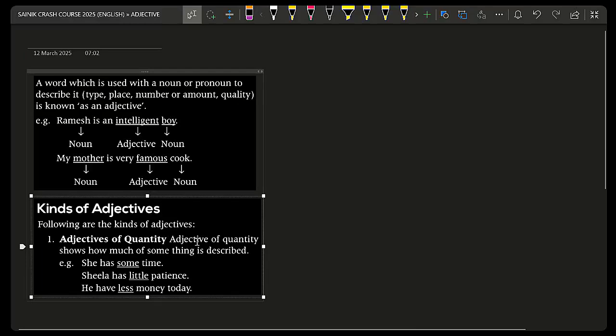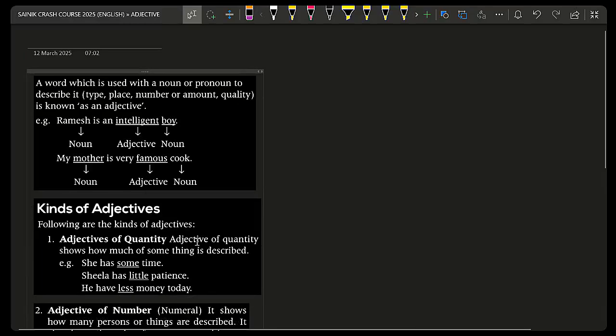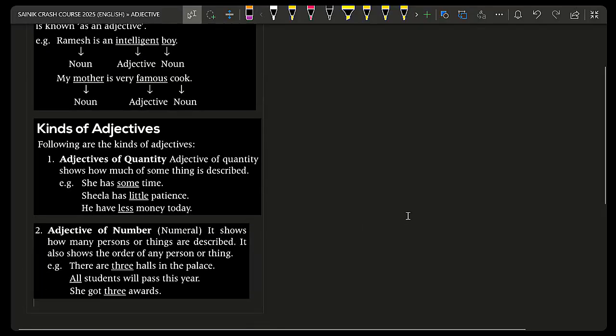And the next type we are going to discuss is adjectives of number, numeral. It shows how many persons or things are described. It also shows the order of any person or thing. For example, there are 3 halls in the palace. How many halls? 3 halls. So 3, all numbers, are also adjectives.